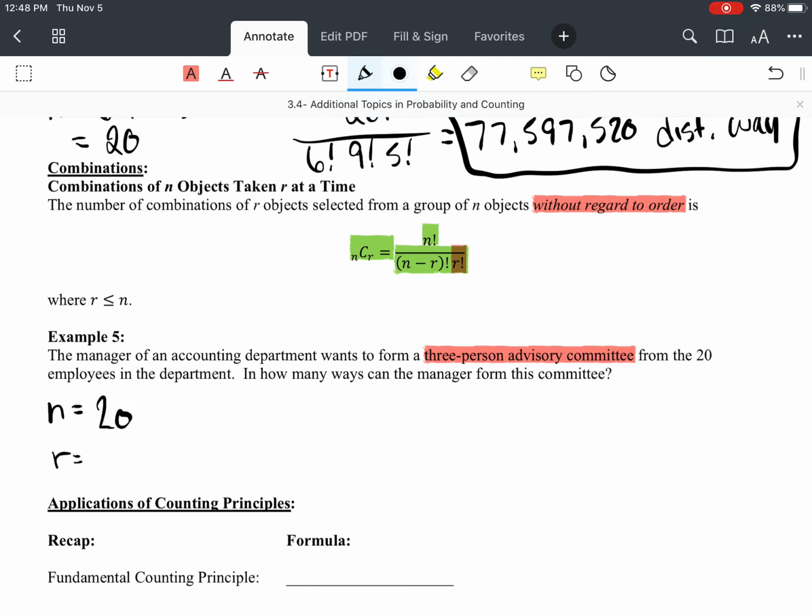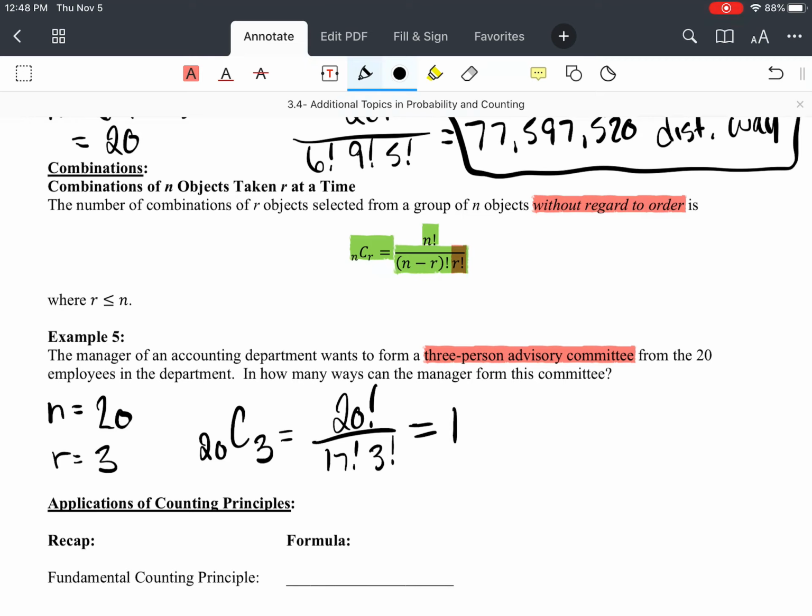Now we need to find what n is and what r is. In this case, n is 20, and r would be the 3-person team, so it's 3. So 20 choose 3 is equal to 20 factorial over n minus r, so 20 minus 3 would be 17 factorial, times r, which would be 3 factorial.